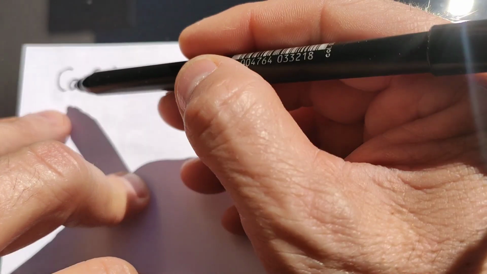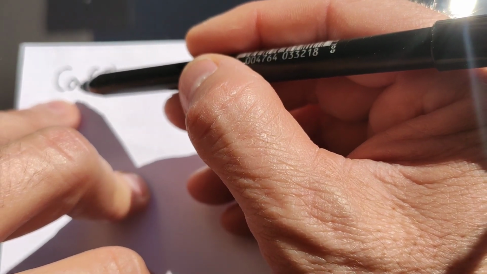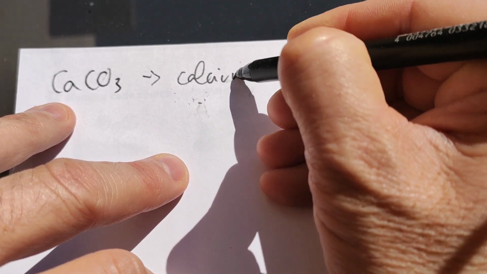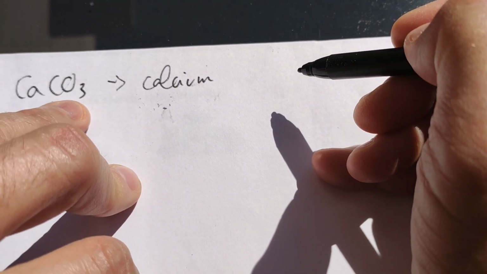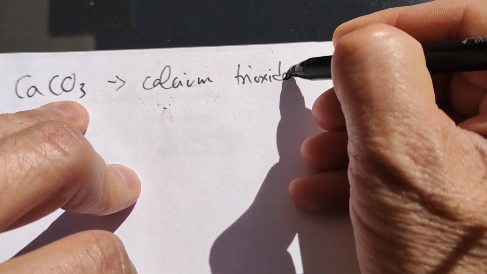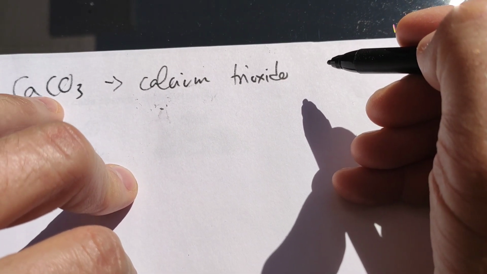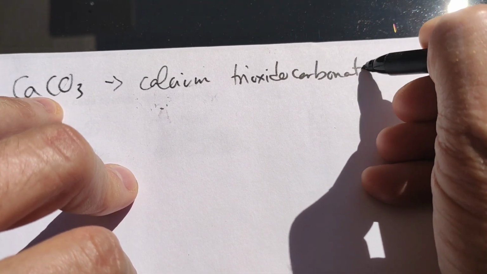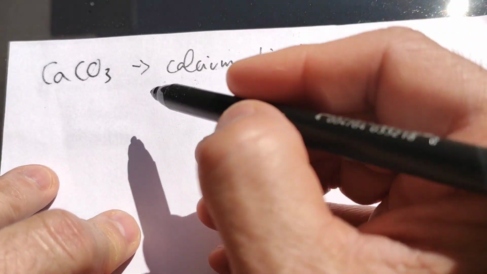In systematic name, remember, in English, the name of the metal, then we have calcium. Now, the number of oxygens with the word oxido, trioxido, and we finish with the element in the middle, finishing in -ate, carbonate. And that's all.